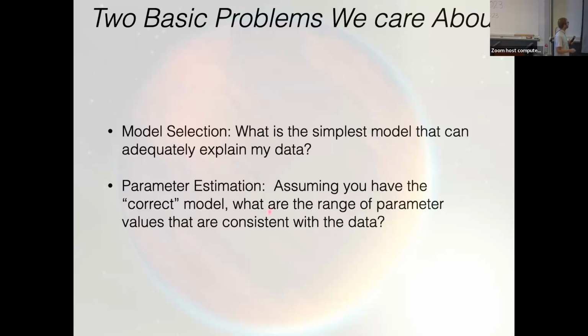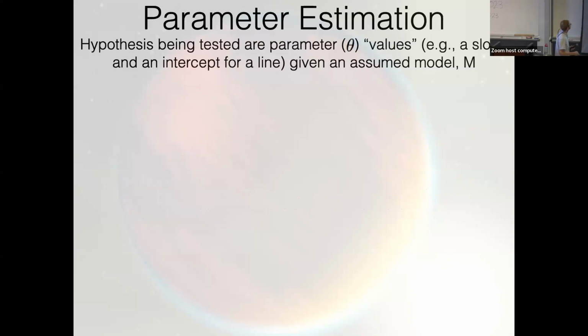And then under a given model, what is the range of parameters in that model that can explain my data? And this is often where our inferences about the planetary atmospheres come from, like the carbon to oxygen ratio and the metallicity. But these two interplay off of each other because you can pit models against each other, and how do you choose which models are the ones we should be using?